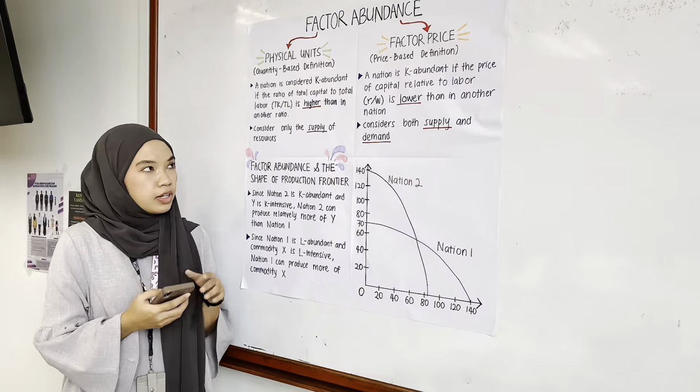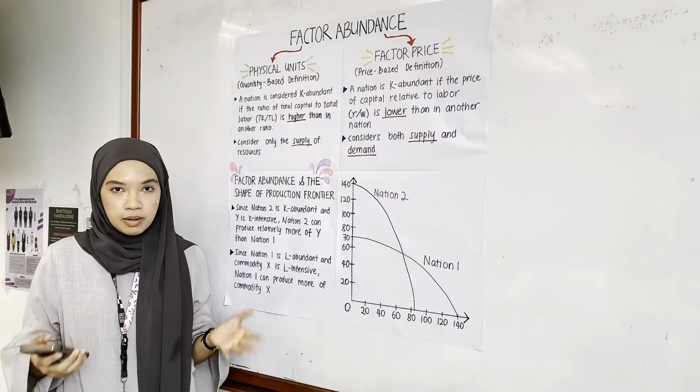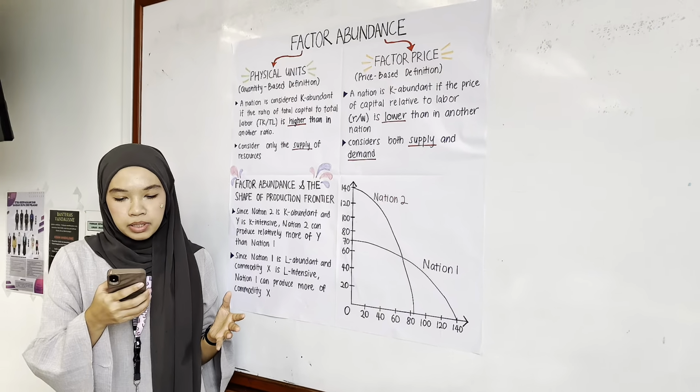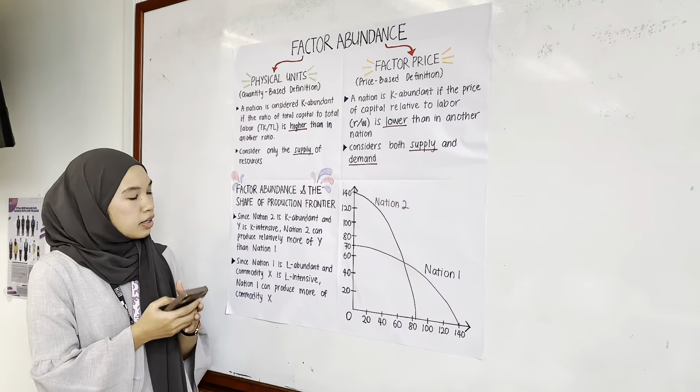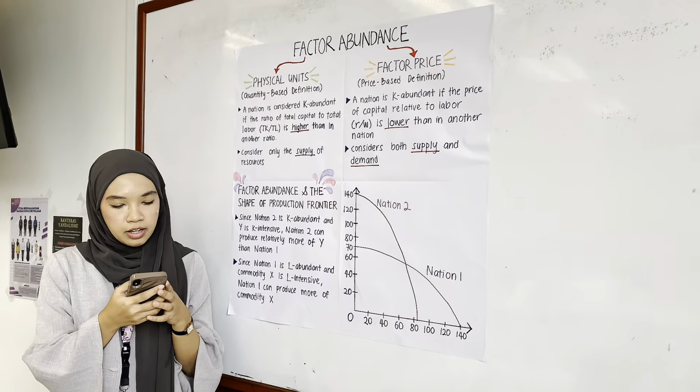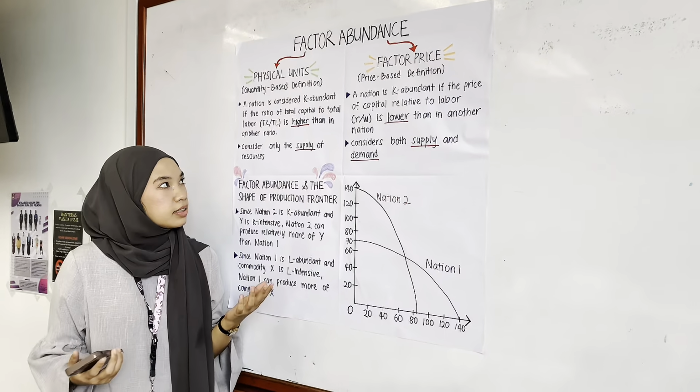So even if it has less total capital, it can still be considered capital abundant if it has much fewer workers.